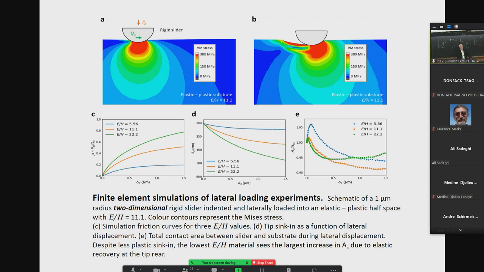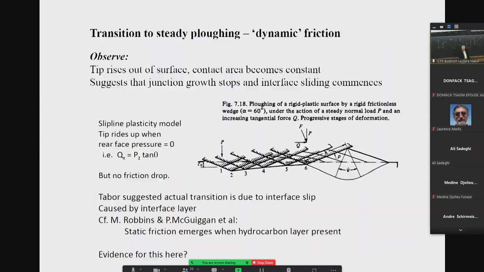Maybe some folks out here will take this experiment later and figure out what's happening in this case. And I want to stress that because what's happening in the interface here really does matter, as we'll see in the few remaining slides that I've got. Okay, so let's move on.